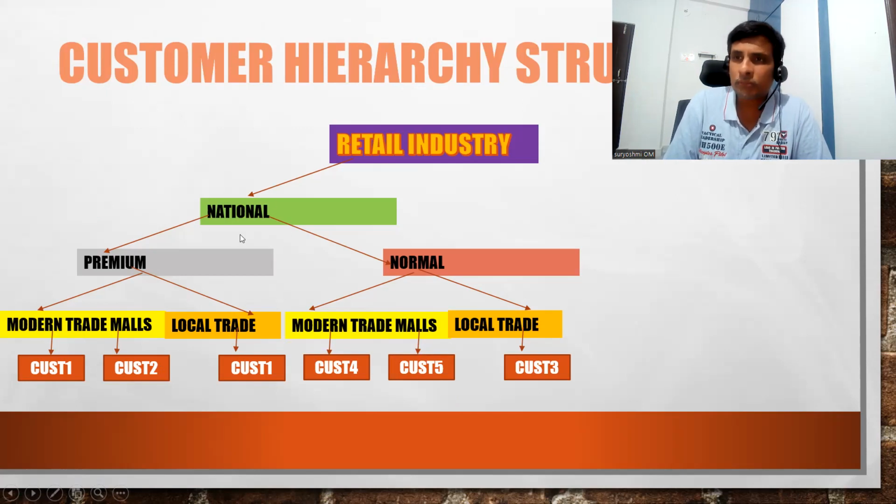Suppose I'm running a national campaign irrespective of any product, whether it is premium, national-wise I can run it for my premium customers, and national-wise I can run it for normal customers. For all kinds of customers I'll get it.